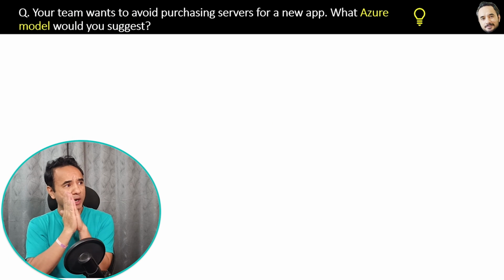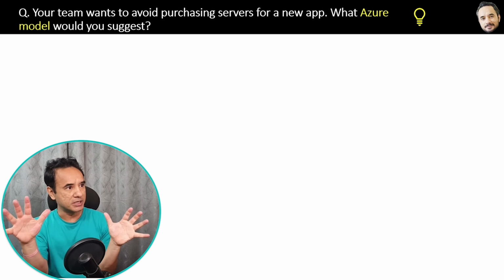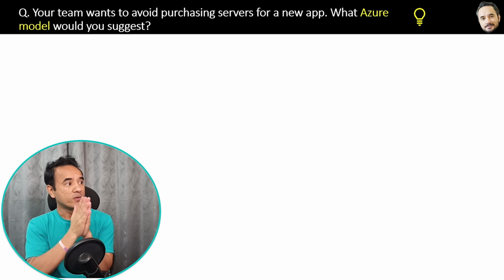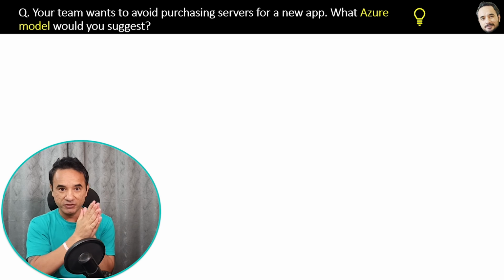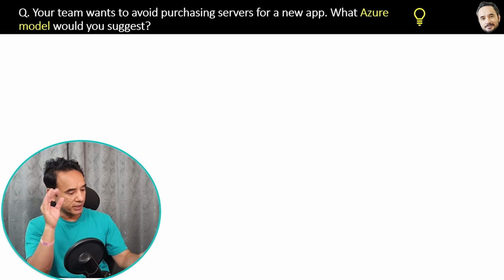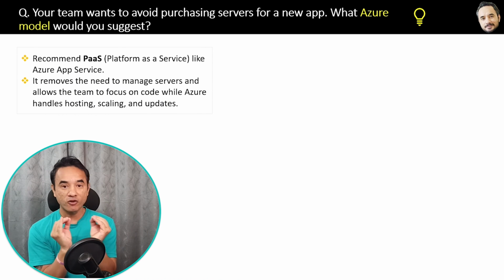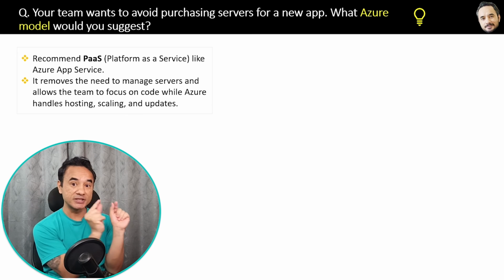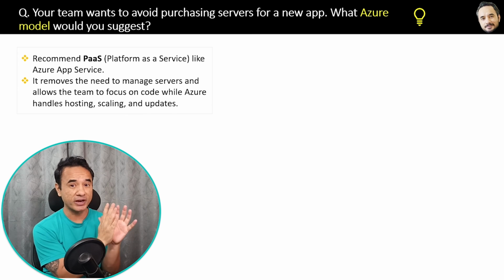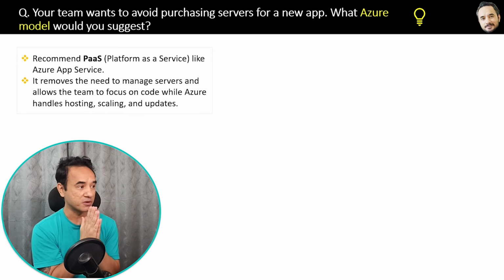Your team wants to avoid purchasing servers for a new app. What Azure model do you suggest? Okay, pause the video. Think for a second for the answer. Done? Okay, so the answer is recommend PAAS, platform as a service. Azure App Service is the perfect example of platform as a service.